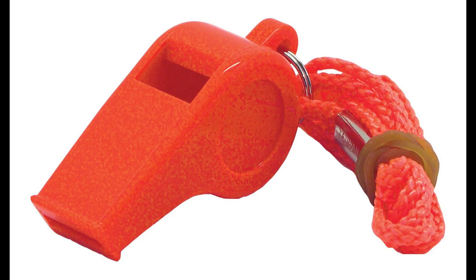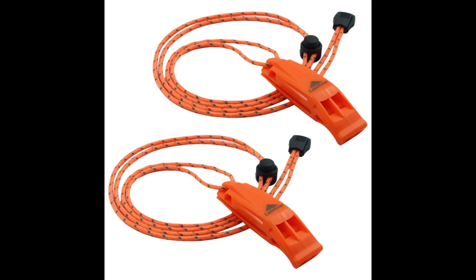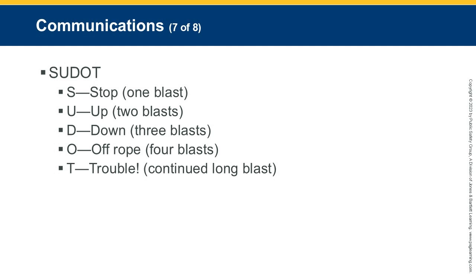S, stop, 1 short blast. Freeze right where you are. U, up, 2 short blasts. Haul or move the load up. D, down, 3 short blasts. Lower the load or move down. O, off rope, 4 short blasts. Disconnect or clear the rope. T, trouble, 1 long, continuous blast. Something's wrong. Stop and pay attention.